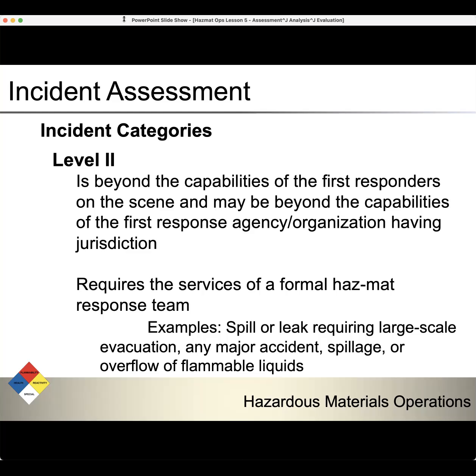So that would be a level 2. Calling a hazmat team, calling in mutual aid resources, things like that. That's a level 2.